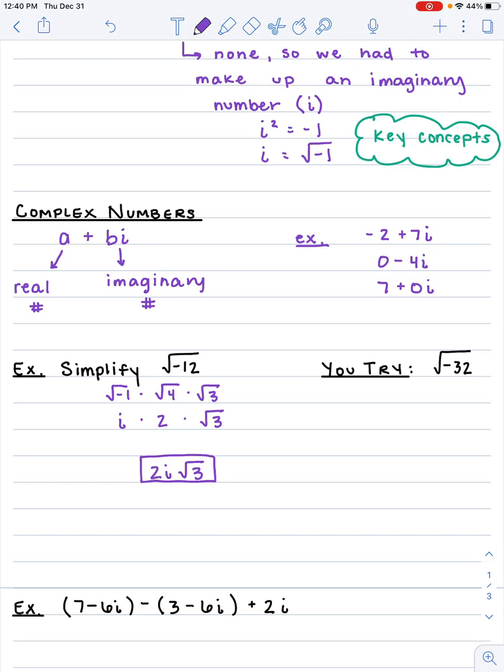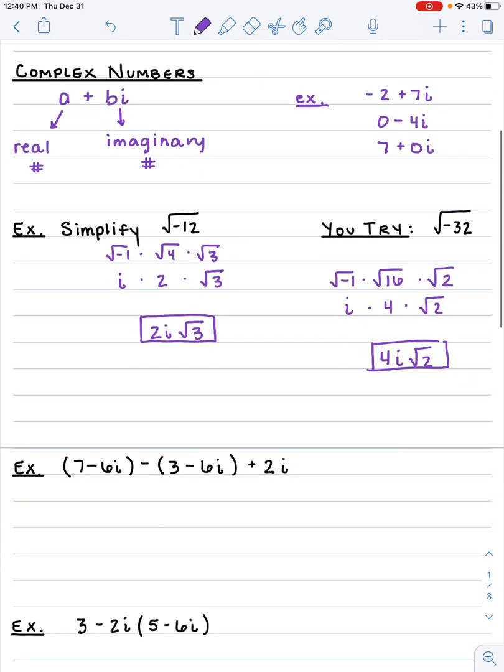All right, hopefully you tried this on your own. When I broke down this one, I said it was -1 times radical 16 times radical 2. That -1 became i, the 16 became 4, and the radical 2 remained the same. So my final answer was 4i radical 2. And I hope you got that.